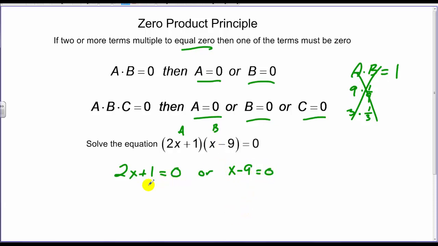Now what I have is two separate equations that I can solve. In this case, I subtract 1 and divide by 2, getting x equals negative 1/2. And in this case, I'll add 9.